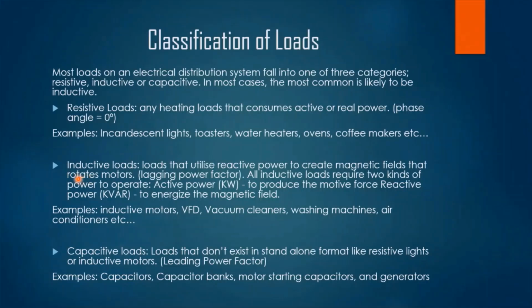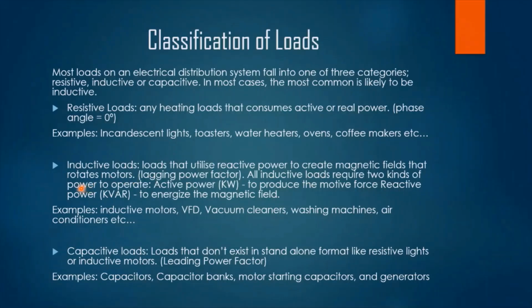The second type is the inductive loads. We commonly use these loads in our homes. They utilize reactive power to create a magnetic field that rotates a motor, and also they use active power. So the reactive power of the inductive loads causes a lagging power factor, as we will see in a moment when we look at the waveforms of these loads. So these inductive loads require two kinds of power to operate. First, the active power, and second, the reactive power.